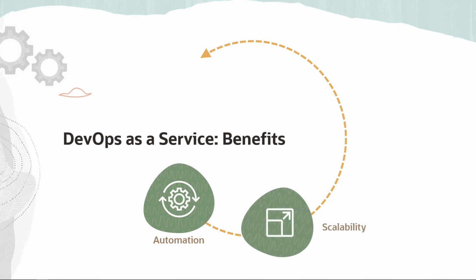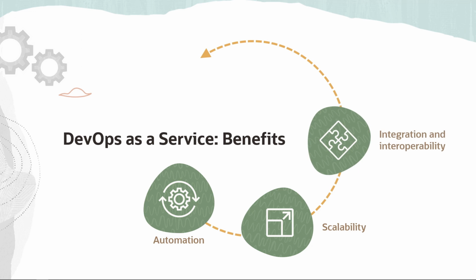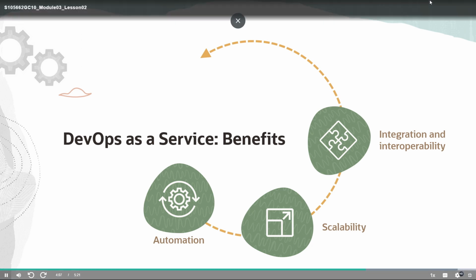Next is scalability. OCI DevOps service scales your builds with service-managed build runners. You can run concurrent builds and don't need to manage or operate the underlying build runner host. Integration and interoperability. DevOps service works with your existing Git repositories and continuous integration systems for customers building new cloud-native applications or migrating existing applications to OCI.